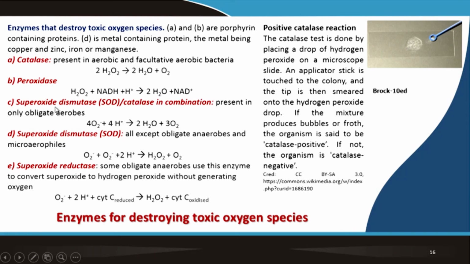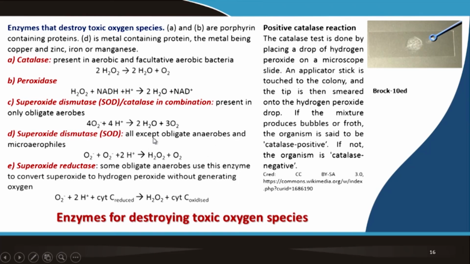The next one is superoxide dismutase, and this one in combination with catalase is present only in obligately aerobic bacteria. So it will convert superoxide O2 minus plus protons to water and molecular oxygen. So you can see that the end products have to be non-toxic species of either water or molecular oxygen. The next one is superoxide dismutase. This is common to obligate anaerobes.